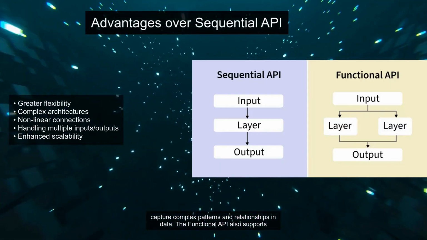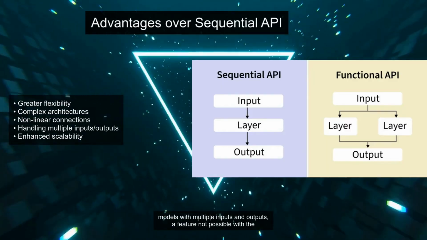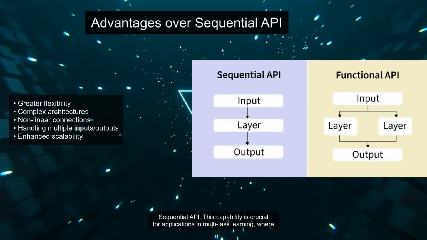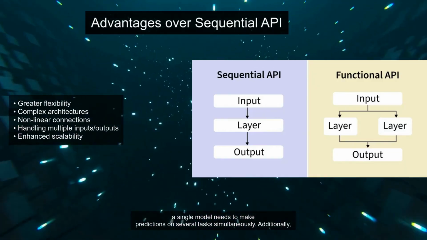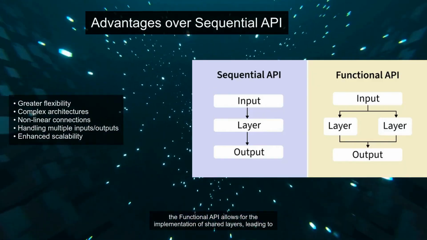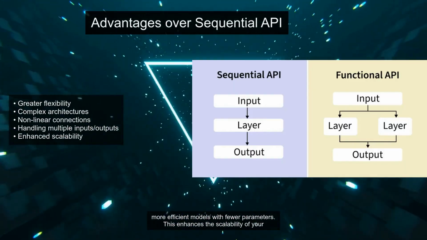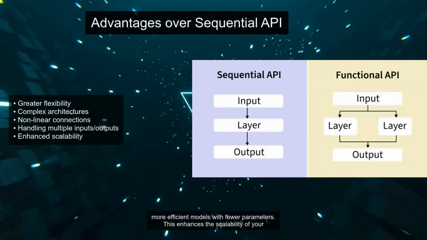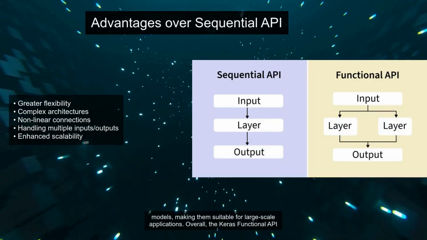The Functional API also supports models with multiple inputs and outputs, a feature not possible with the Sequential API. This capability is crucial for applications in multitask learning, where a single model needs to make predictions on several tasks simultaneously. Additionally, the Functional API allows for the implementation of shared layers, leading to more efficient models with fewer parameters. This enhances the scalability of your models, making them suitable for large-scale applications.